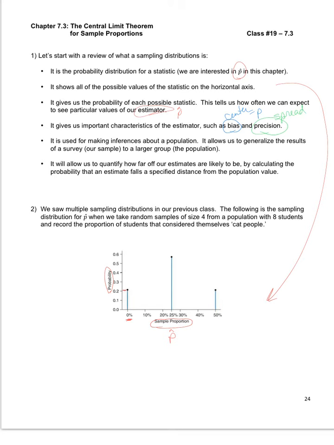All right, and it's used for making inferences about a population. It allows you to generalize the results of a survey, which is from your sample, to a larger group, the population. It's also going to allow you to quantify how far off your estimates are likely to be by calculating the probability that an estimate falls a specified distance from the population value. So how far away is p hat from your population value, which is p? Again, your estimate is p hat, your population value is p.